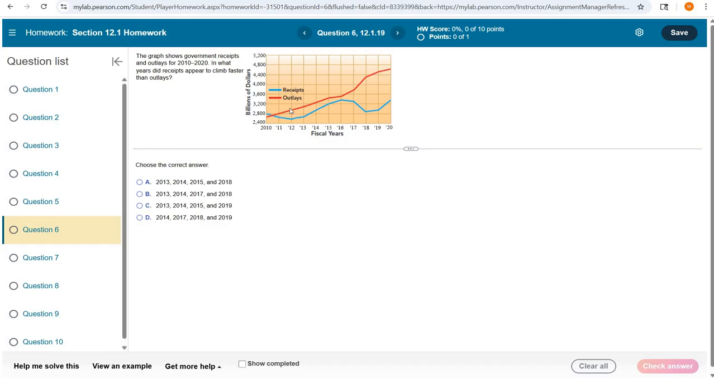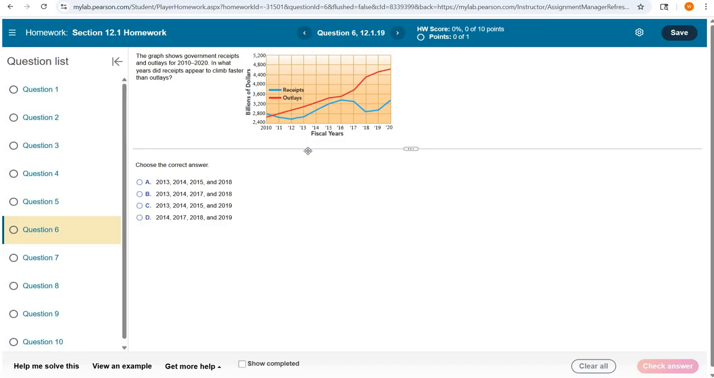And so we have this graph that displays receipts versus outlays. And the question is, in what years did receipts appear to climb faster than outlays? So here the outlays are increasing at a pretty steady rate. Here the receipts are decreasing. Here they're increasing. And they want to know, when does that increase in the blue appear to be steeper than the increase in the red? It does appear to be steeper here in the 2019 area.